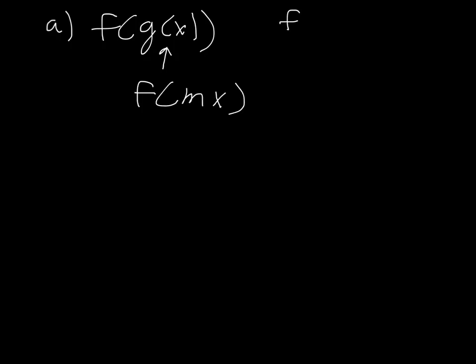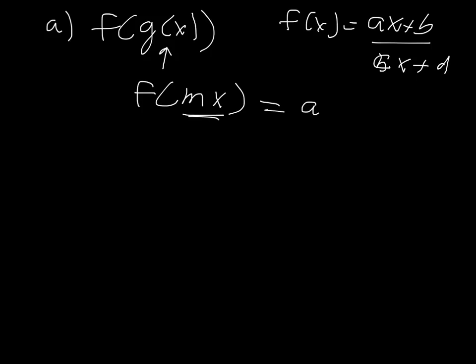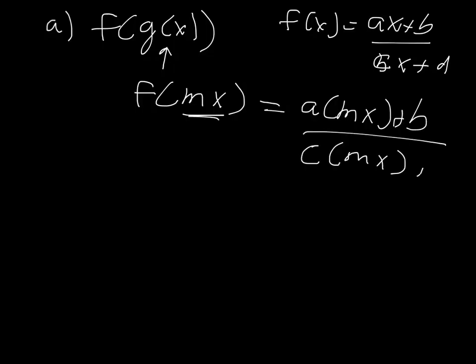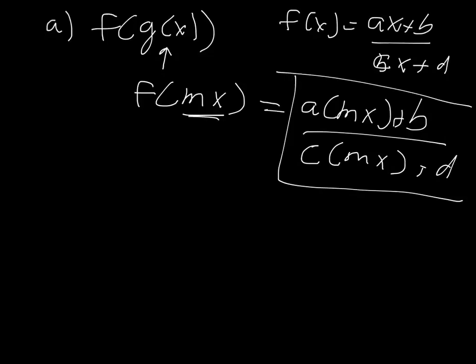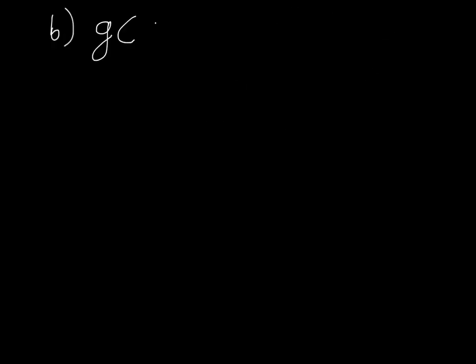And so if you remember, the function f of x equals ax plus b over cx plus d. So everywhere we've seen x, we're going to plug in the inside, which is mx. So a mx plus b over c mx plus d. And so that's it for A. Part B is g of f of x.